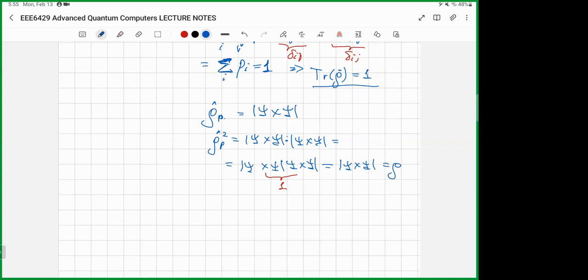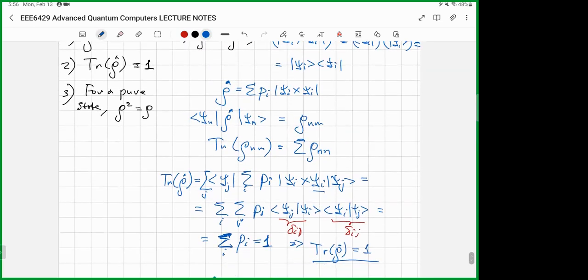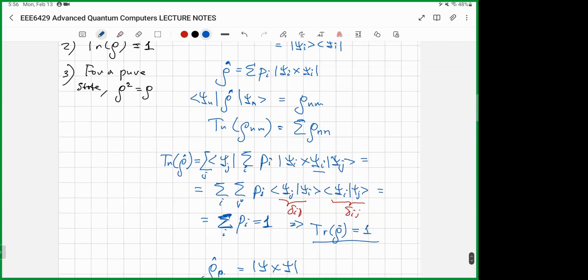So for the pure state, the square of the density operator is equal to the density operator of the pure state. And fourth, this is what we already derived: the expectation value of any operator is simply the trace of this operator with the density matrix.